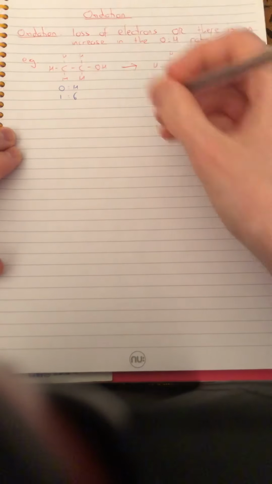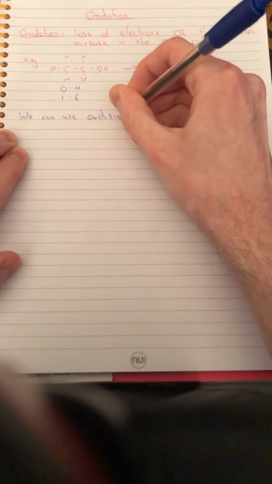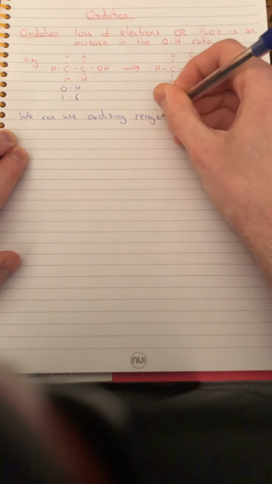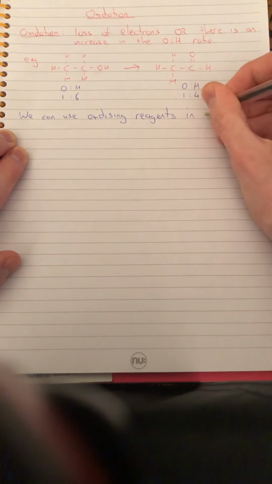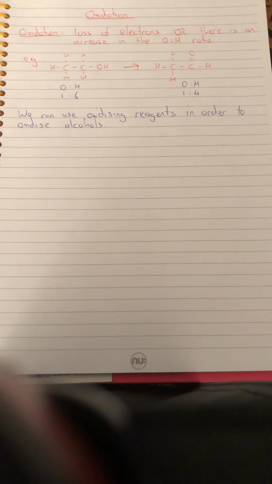Right, I'll carry on writing in the blue pen actually, it's clearer. So, we can use oxidizing reagents in order to oxidize alcohols. And that's all an oxidizing reagent is. It's just something that oxidizes something else. But again, we'll go into a lot more detail when I get back.